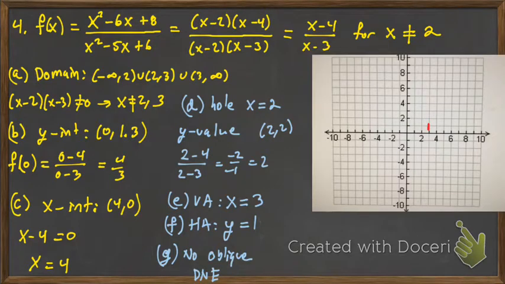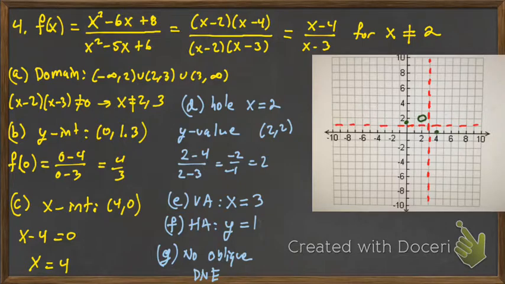Okay, so let's put all that information in. We got a vertical asymptote at 3, and a horizontal asymptote of y equals 1. The y-intercept is 0, 1.3, the x-intercept is at 4, 0, and also a hole at 2, 2.